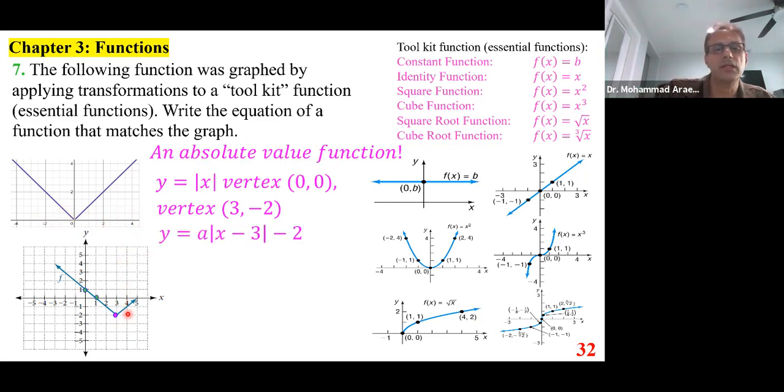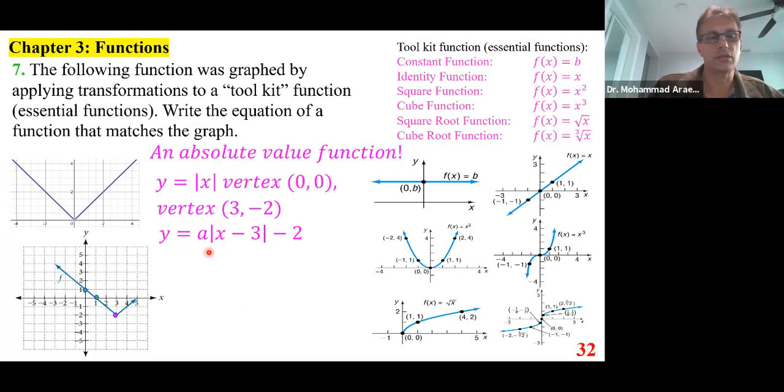So we can start with that. And we're going to write it in this fashion because the number in front could be something else, okay? This is shifting to the right by 3 units, so minus 3, and shifting down. Because we are not too sure what happens in the front, we go with A, and all you have to do, pick up a pair and figure out A.